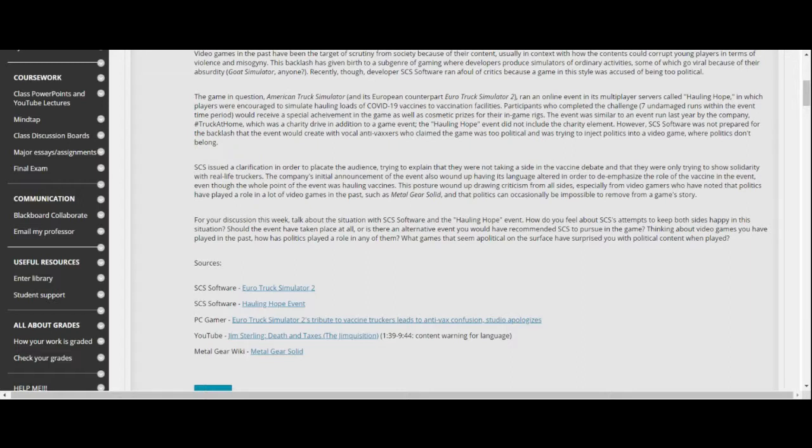Okay. We have 5 sources on this. 2 of them are from SCS Software themselves. One is a description of Euro Truck Simulator 2, and the other one is the blog post where they announced the Hauling Hope event. The third one's an article from PC Gamer: Euro Truck Simulator 2's tribute to vaccine truckers leads to anti-vax confusion. Studio apologizes. The fourth source is a YouTube video from a channel run by a fellow named Jim Sterling.